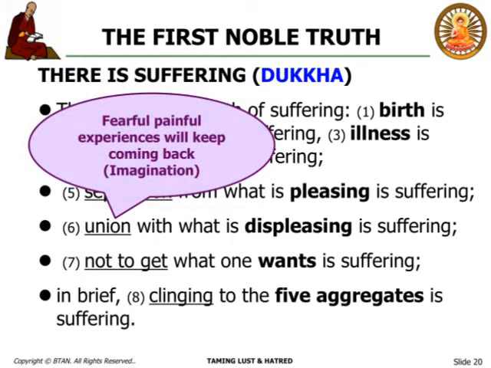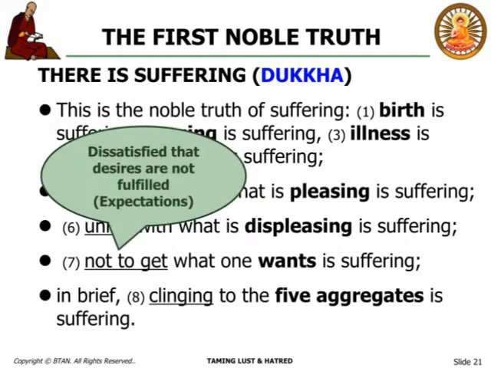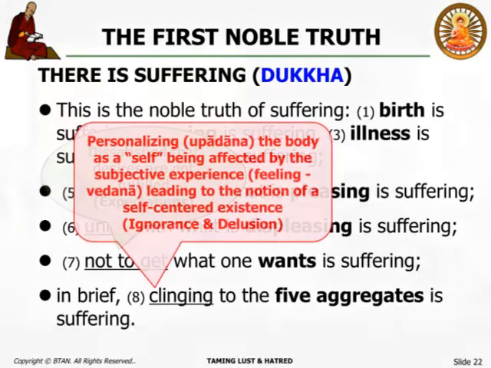The next one, to be with something unpleasant, right? We begin to be fearful that painful experiences will come back and haunt us. Something we don't want will come and hurt us. This is because of our imagination. And then the third one, we wish for something. We have expectations of getting it. But unfortunately, it is not satisfied. So we are dissatisfied that these desires and wishes are not fulfilled from our expectations. So these are the three things in the mind that produce suffering: memory, imagination, expectations. And finally, the last one, because we personalize this experience.